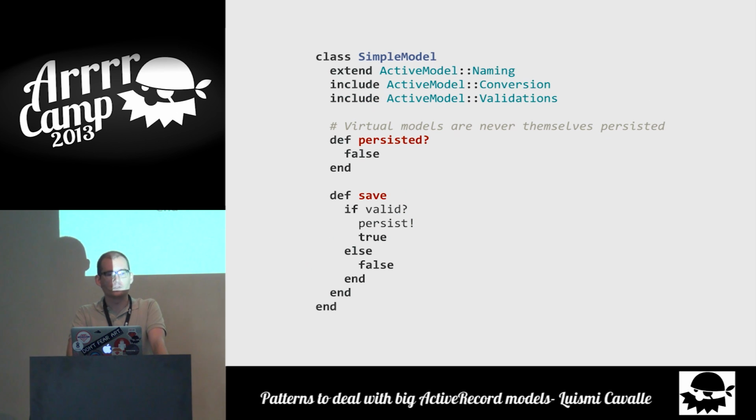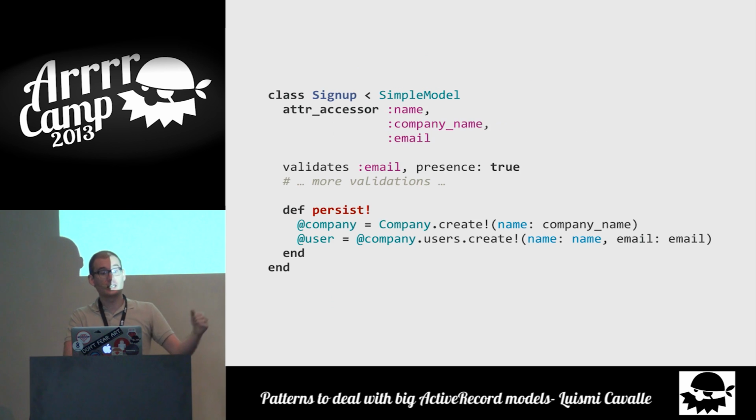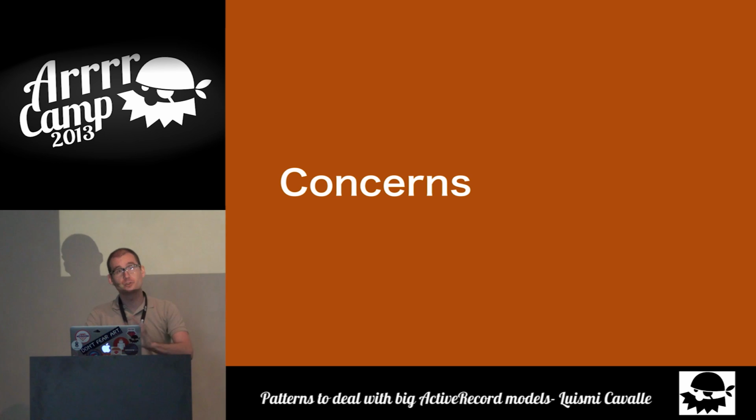As an extra ball, if you find yourself using this technique often, you may want to extract all the common plumbing code to a base class. Like here, we have the modules, the persisted method, the save method. And then we can make our models inherit from this base class so that we avoid all the irrelevant plumbing code in our models. So the previous two techniques were about creating new models that represent concepts of our domain. Let's move to the next one, concerns.